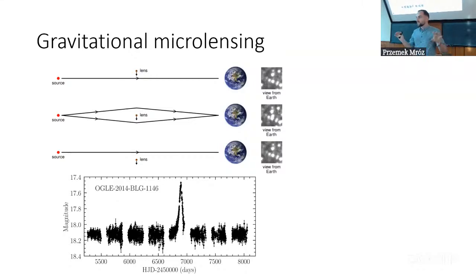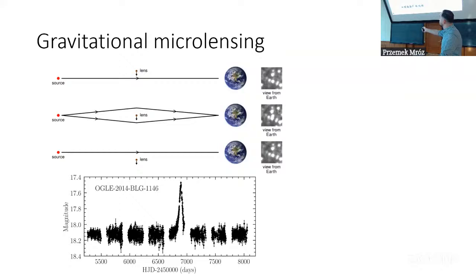Because we are here in Warsaw, all of you probably know a lot about gravitational microlensing, but I see some students here, so just a quick reminder. Microlensing is an effect predicted by Einstein's theory of general relativity, which tells us that light may be bent and deflected by the gravity of massive objects.